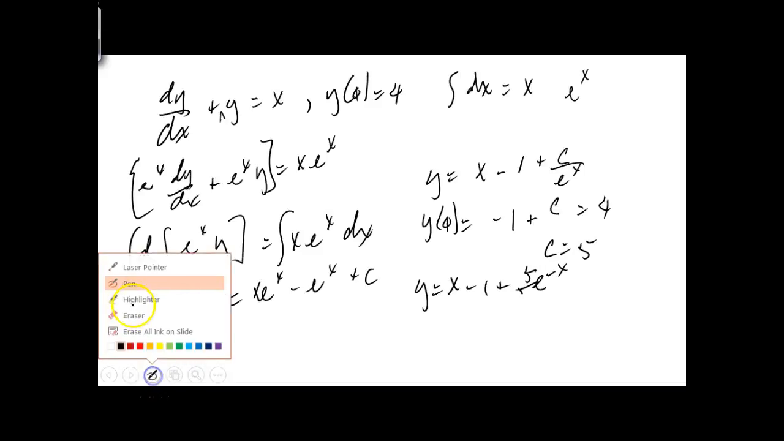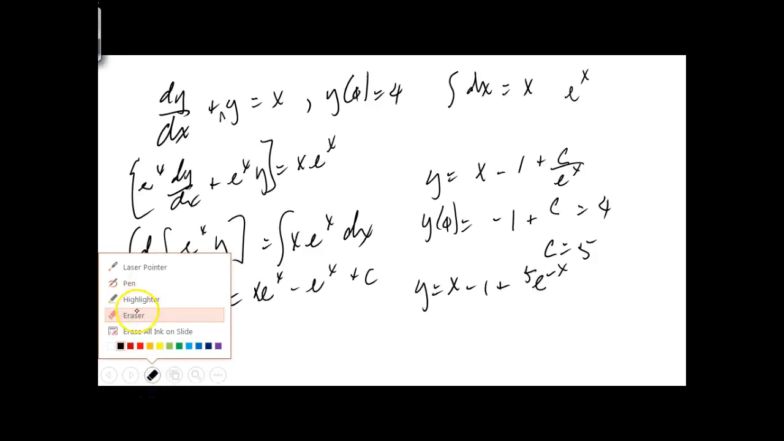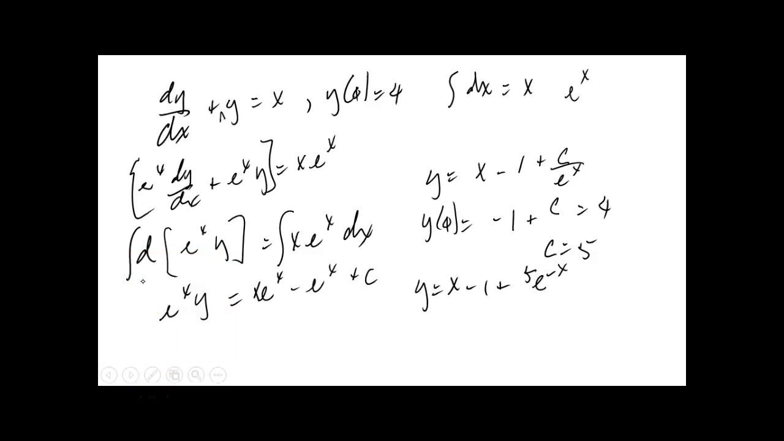That's how they write it? Okay. Plus 5e to the minus x. So y is x minus 1 plus 5e to the minus x, right. Okay. Now, where is that good?